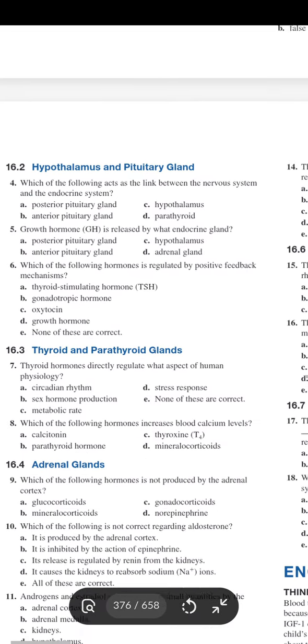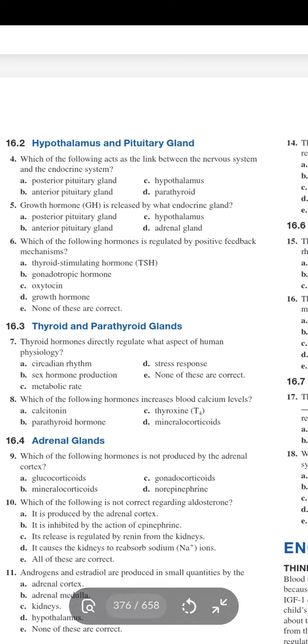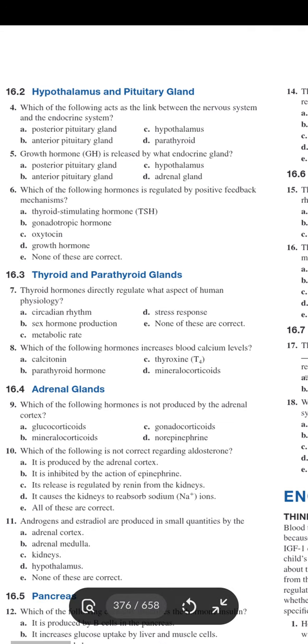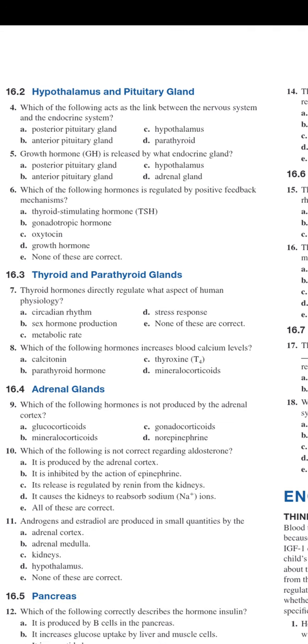Question number 4. Which of the following acts as a link between the nervous system and the endocrine system? Easiest answer, the hypothalamus. It's the one that receives, for example, a nerve impulse, an electrical impulse, and then it can reply with a hormone. So that's why we call it the link between these two systems.